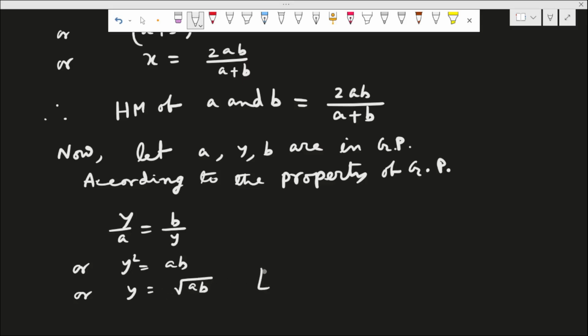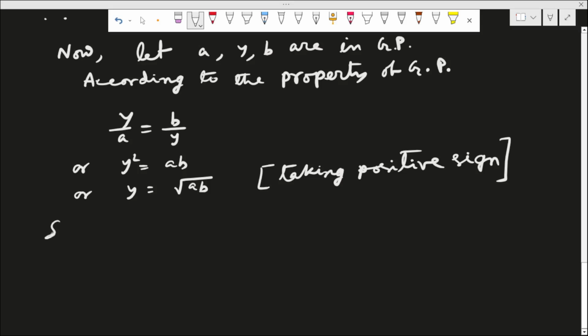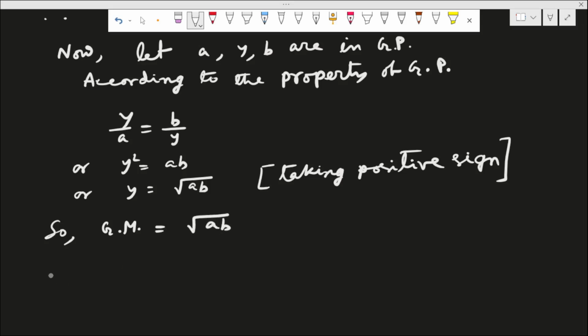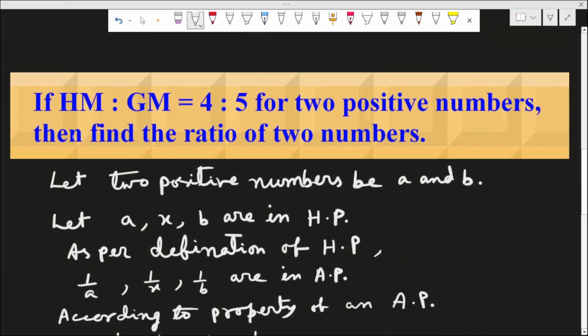So here we take the positive sign. GM means geometric mean, that is equal to root AB. Now as per the question, what is given? HM is to GM is equal to 4 is to 5 for two positive numbers. Then we have to find out the ratio of the two positive numbers.